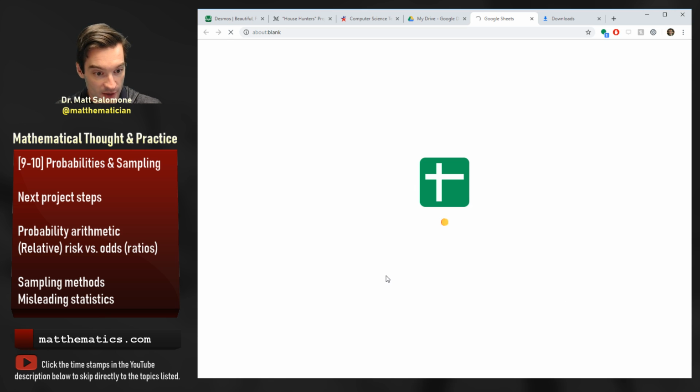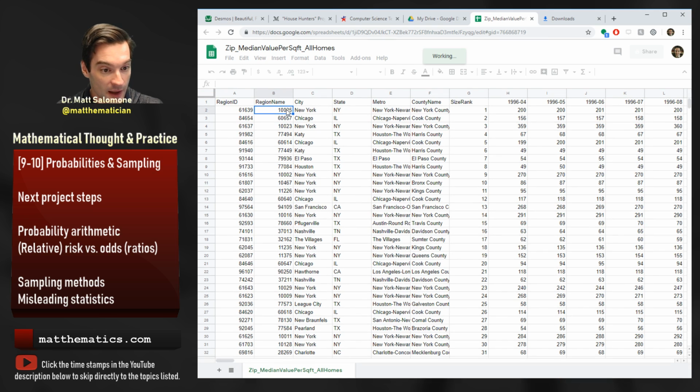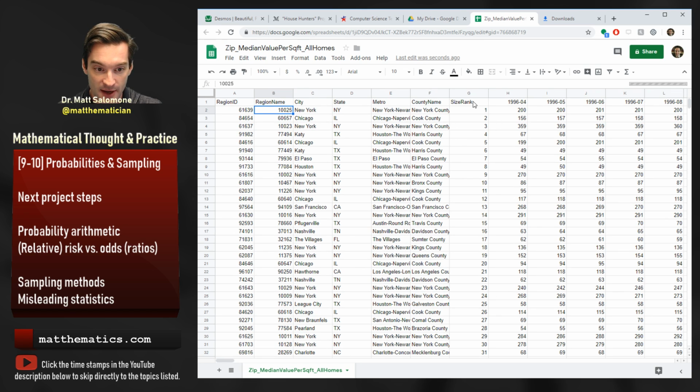As soon as Google Sheets is done converting this, we can look for the zip code that we're looking for. What you'll notice, first of all, is that the Zillow site organizes the data in a way that is maybe not optimal for what we're looking for. It organizes it by size. So the very largest zip code, the most populous in the country, is 10025 in New York. Second largest is Chicago, 60657, and so forth. What we want to do is find just the Beverly Hills zip code. To do that quickly, in Excel or in Google, we can create a filter.